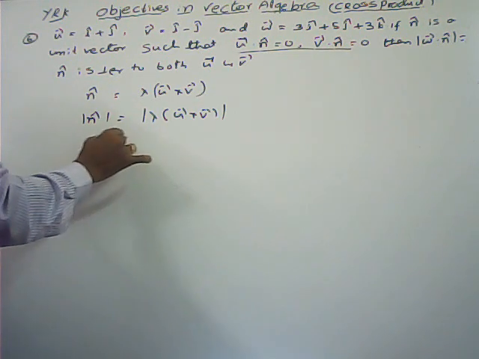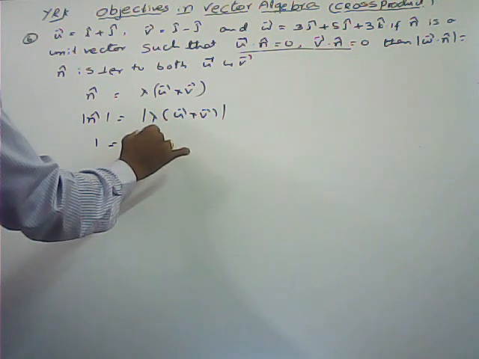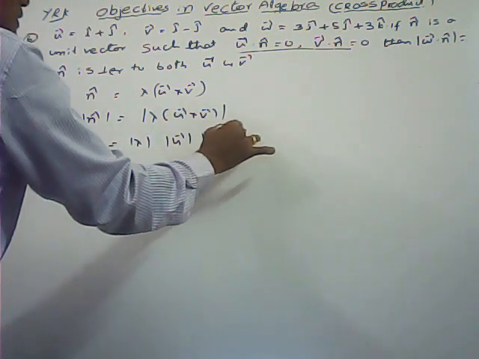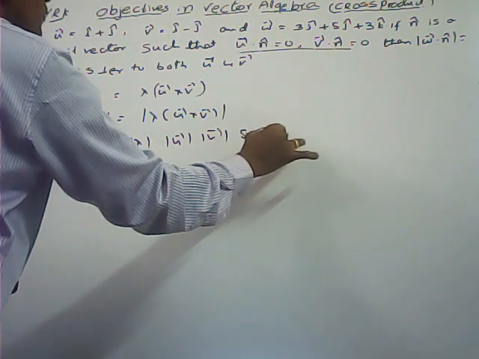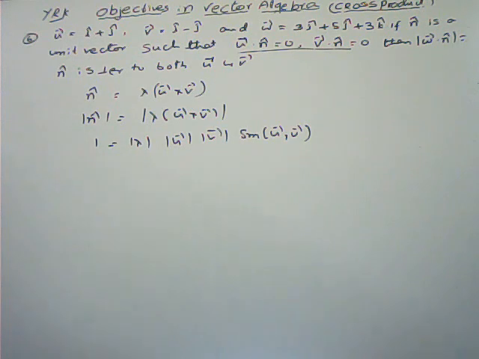This is 1 over modulus of lambda, times modulus of u bar cross v bar. How to write that one? Modulus of u bar, modulus of v bar, sine of angle between u bar and v bar. Otherwise, here u bar, v bar.